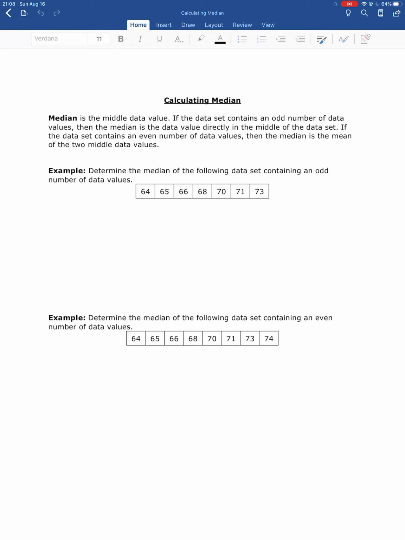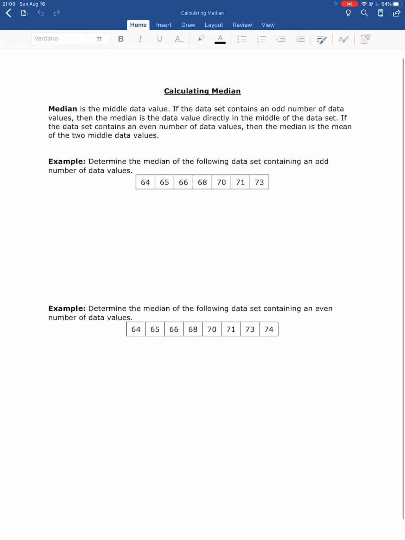So to calculate the median, the first thing I want to do is make sure that my data is in order. Okay, so 64, 65, 66, 68, 70, 71, 73. So these are already in order, so I don't have to worry about that. If this data was not in order, if it was all jumbled up and random, I have to put it in order first. If I don't put it in order first, when I go to find the middle, I'm not actually going to find the middle.